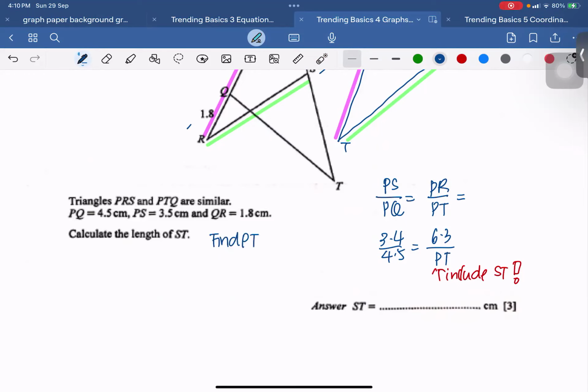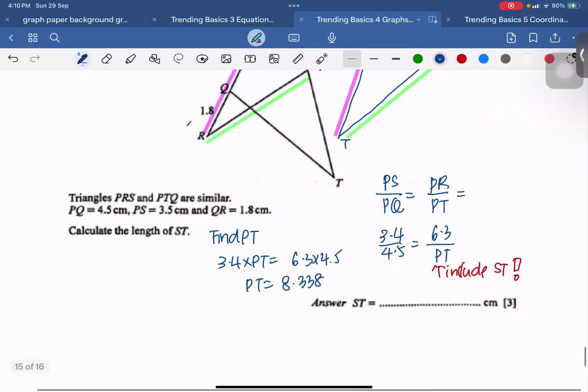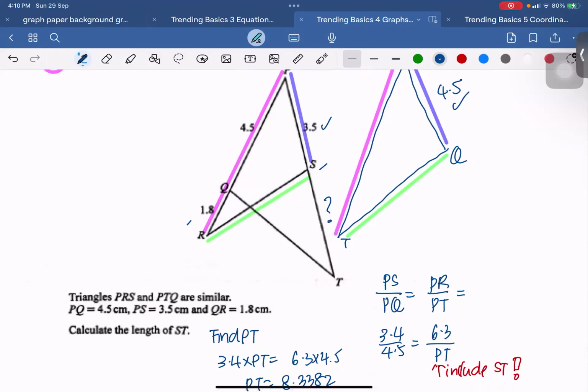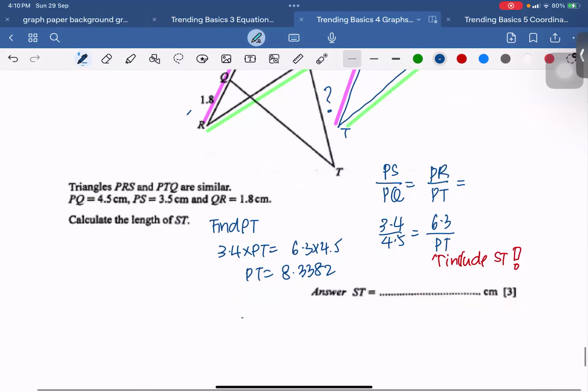Then we cross multiply and we get 3.5 times PT equals 6.3 times 4.5. Then PT equals that divided by 3.5, which is 8.1. Then I want to find only ST, so I subtract away the 3.5. Take this number, subtract away the 3.5, then get your answer.